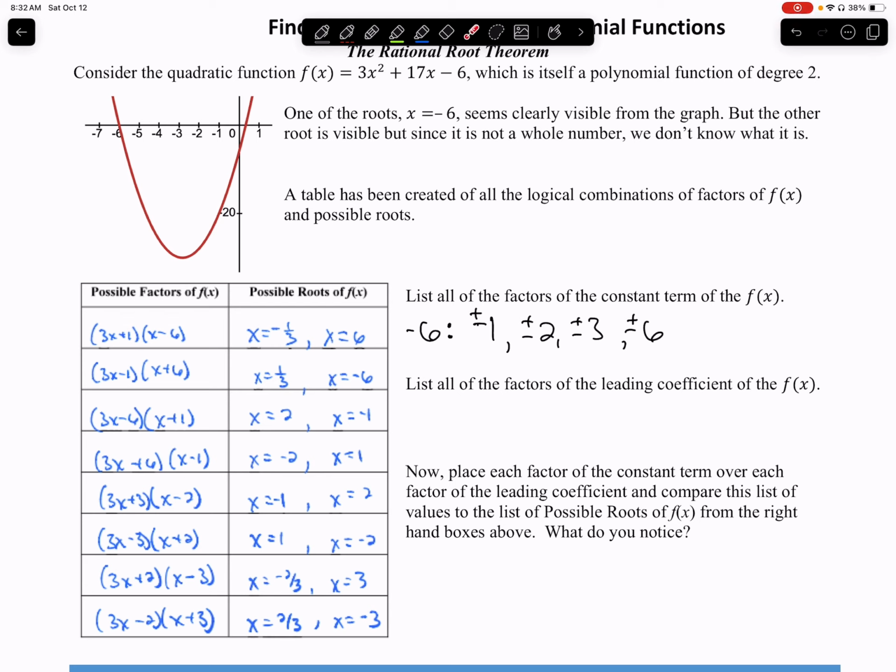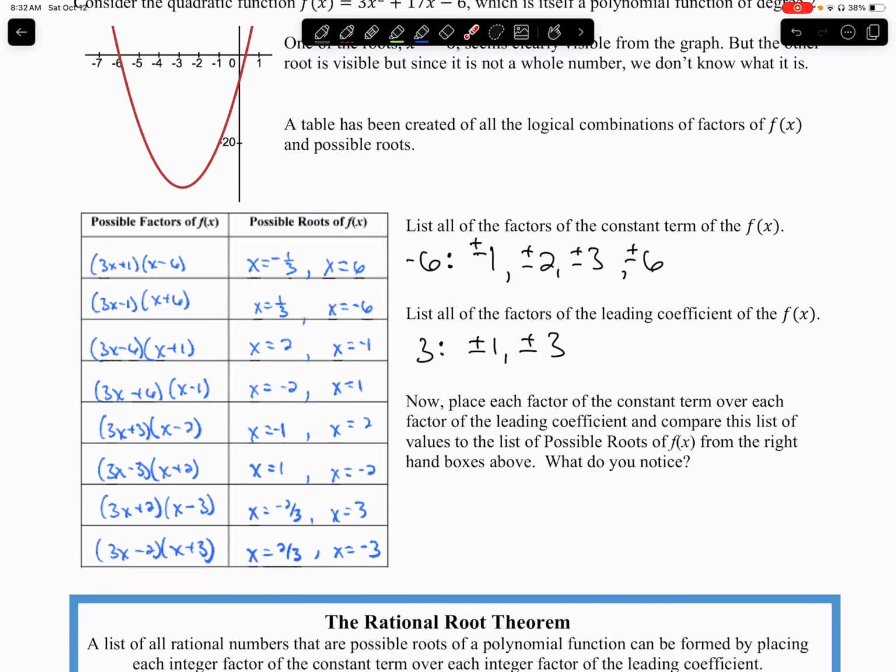This next question is list all the factors of the leading coefficient. Leading coefficient is the number that you're multiplying times the variable with the biggest exponent. So our leading coefficient is going to be 3 for this. 3 only has 4 factors, plus or minus 1 and plus or minus 3. Now this next thing is prompting us, well, what if we write a fraction in which we take each factor of the constant term, that's all these fellas, and write it over top of each factor of the leading coefficient.